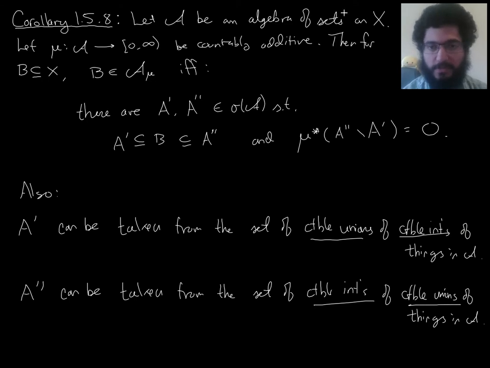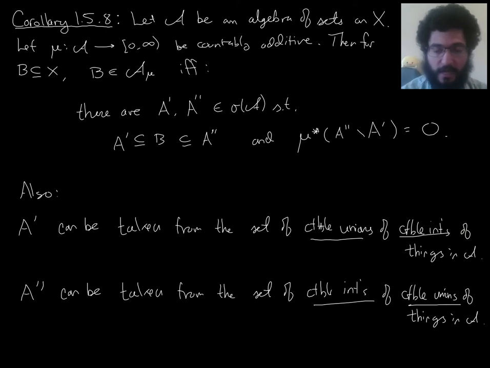So let's suppose you have an algebra of sets and a non-negative measure, so a countably additive non-negative function. These are the hypotheses in which the amazing extension theorem applies and tells us that the outer measure is countably additive and so on. Then our corollary says a set is mu measurable if and only if the following happens. It's mu measurable if and only if you can stuff it in between two sets that are in the sigma algebra of sets generated by your original algebra, and you can do it in such a way that the outer measure of this complement is 0.